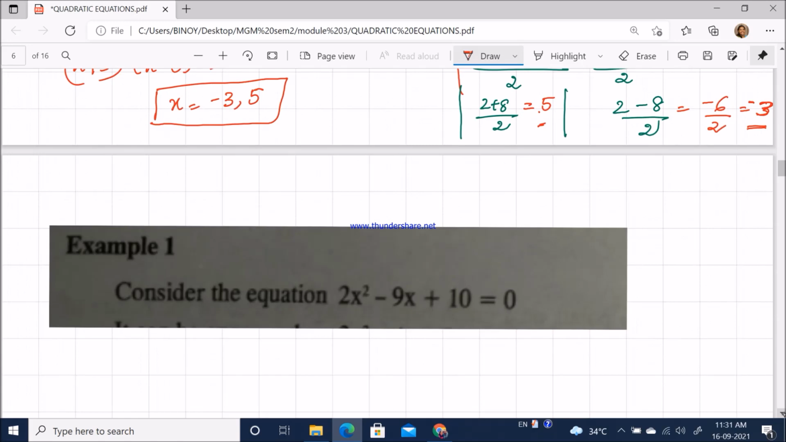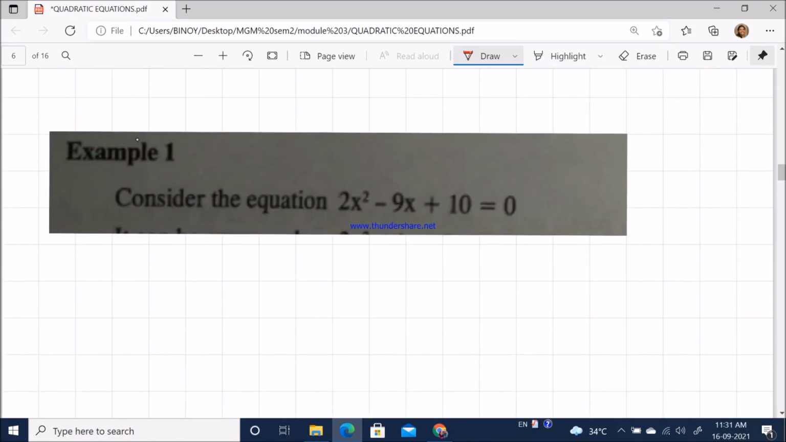Now let's see one example. So for example, consider the equation 2x square minus 9x plus 10 is equal to 0. This is the question given. So here you can either use solution by factors or solution by formula. So here we will do it with the help of factors.